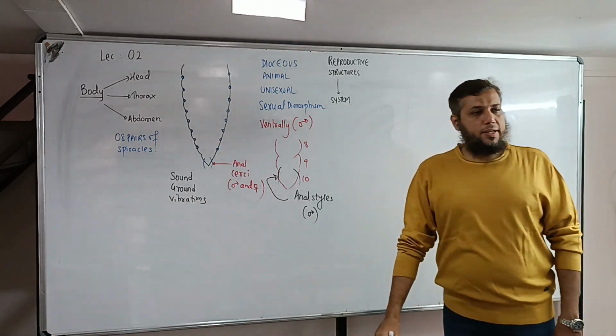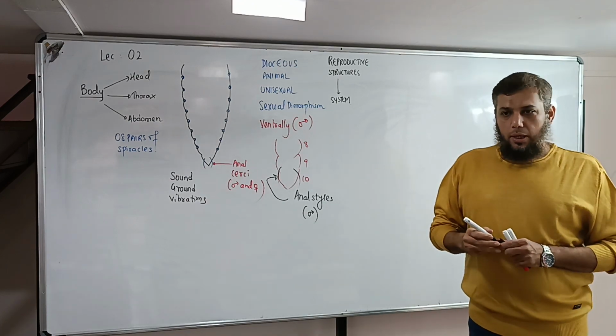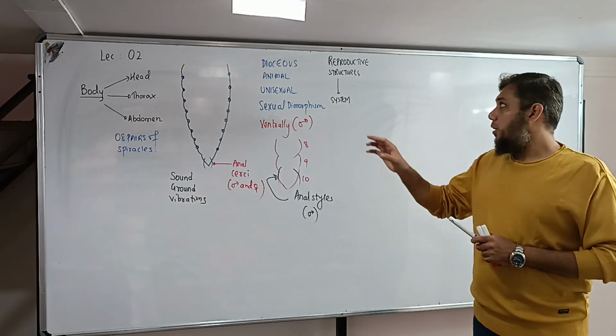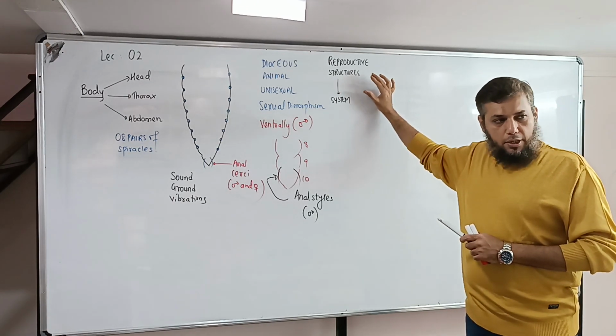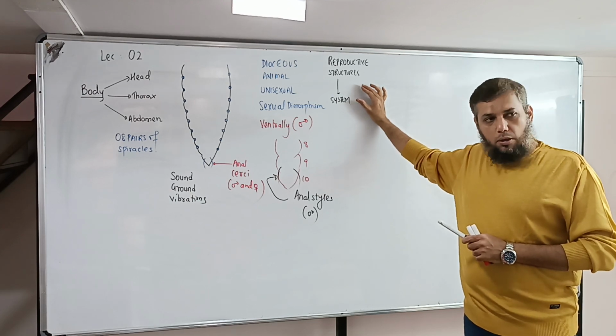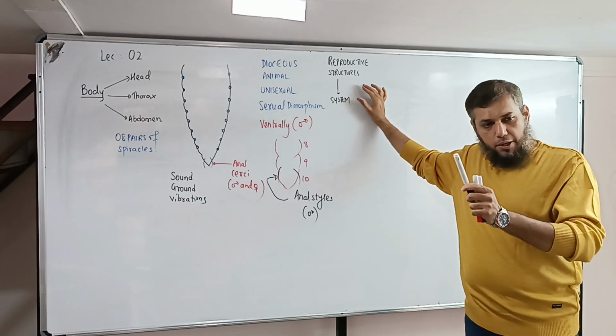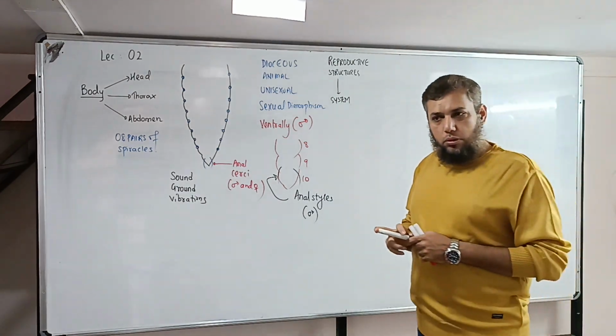So when you read the NCERT text on the morphology of cockroach, the last part of the text would be reproductive structures. But we will study that when we study the reproductive system. There are some terms that will be understood from there.